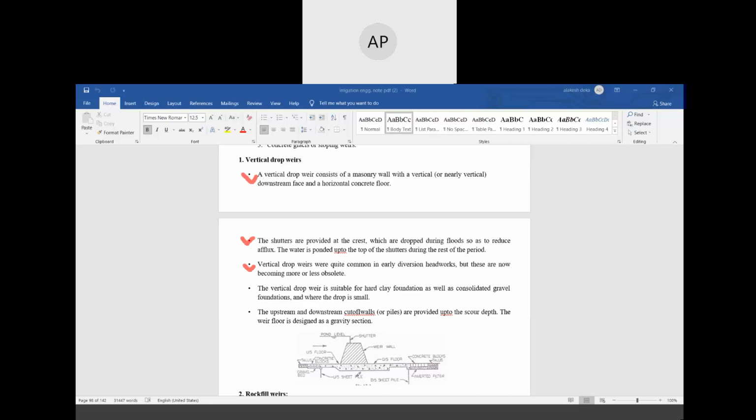So in this figure, you can see this is the structure of a vertical drop weir. Sheet pile is provided in the foundation level. So generally, weirs are concrete structures. Okay, not hardened, not made up of earth, soil. It is a concrete structure.